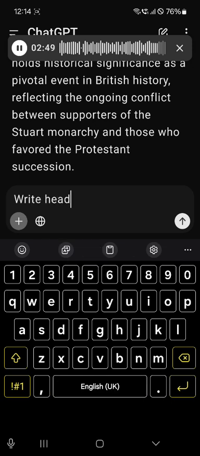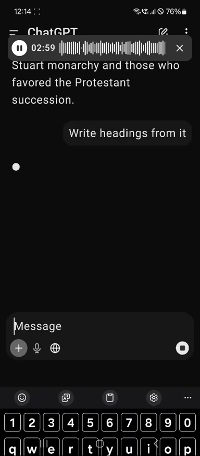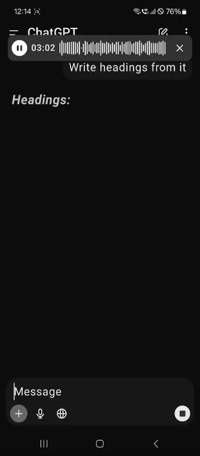The Jacobite Rebellion of 1745 holds historical significance as a pivotal event in British history, reflecting the ongoing conflict between supporters of the Stuart monarchy and those who favored the Protestant succession.